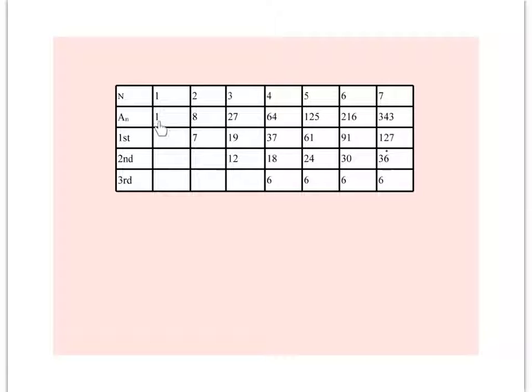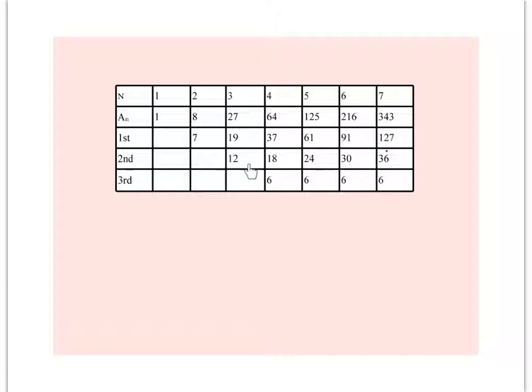In other words, a sub 1 is 1 to the third, a sub 2 is 2 to the third, a sub 3 is 3 to the third, 4 to the third, 5 to the third, 6 to the third, 7 to the third. If I subtract 8 minus 1, I get 7. 27 minus 8, I get 19. 64 minus 27, I get 37, etc. These are my first differences.